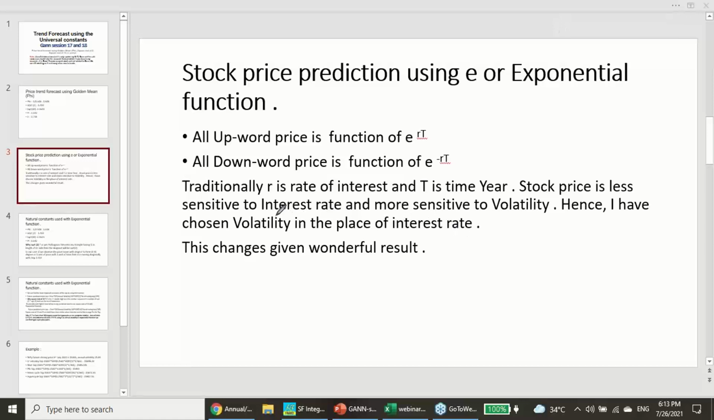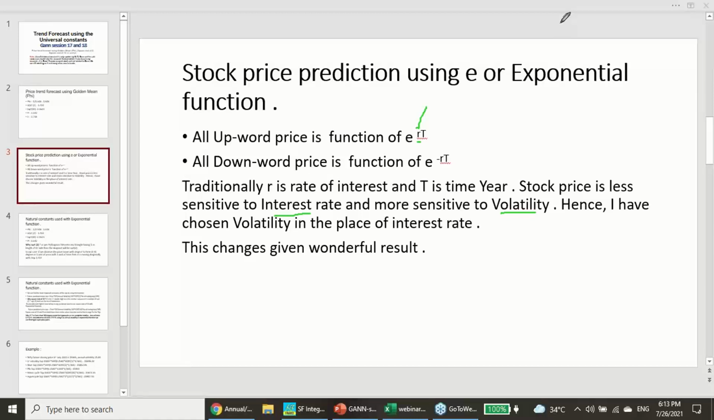What I am going to do here is take the interest rate they have used and replace this interest rate with volatility. So volatility is going to replace the interest rate. Once the interest rate is replaced with volatility, what is left is time. Time I am not going to touch.